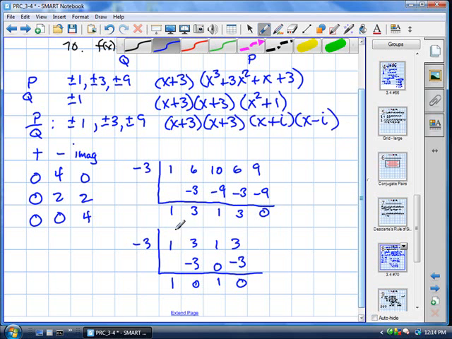Now, what are the solutions? Well, this solution is negative 3. This solution is negative 3. This solution is negative i, and this solution is positive i. Okay. Which scenario does that match over here? Two negatives and two imaginaries. Here we go, right here. Problem complete.